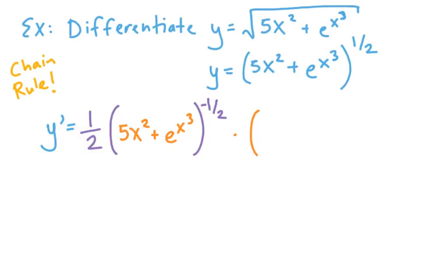So the derivative of 5x squared plus e to the x cubed would be 10x as the derivative of 5x squared. And how about the derivative of e to the x cubed? That should be itself. So e to the x cubed multiplied by the derivative of the power. The derivative of the power is the derivative of x cubed, and that's 3x squared.